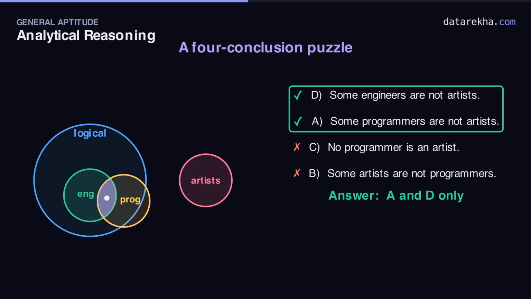The lesson underneath. A syllogism tests whether you can tell must be true from merely could be true. A and D are locked by the diagram. B and C only feel true. Trust the picture.